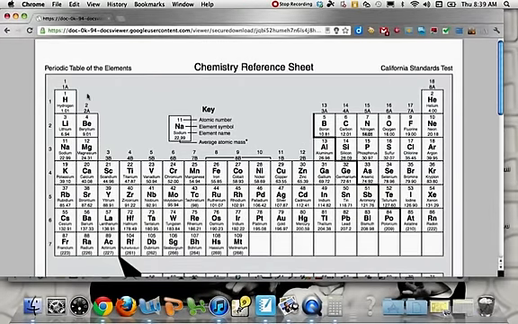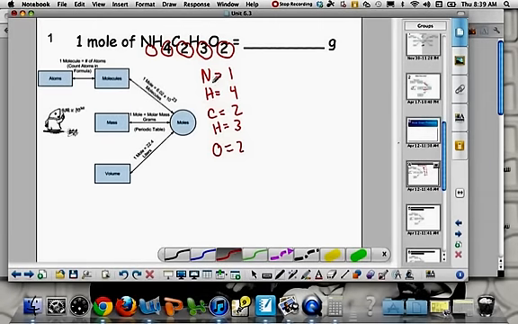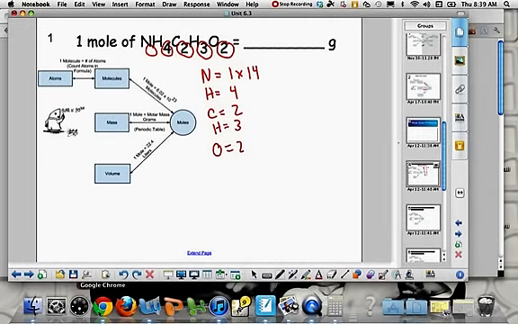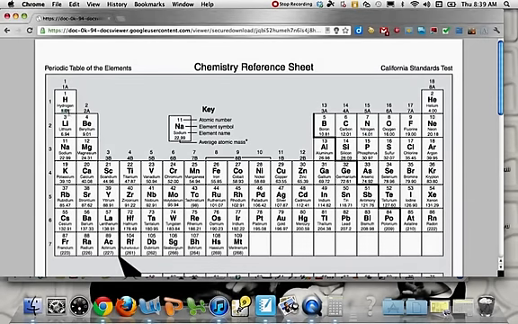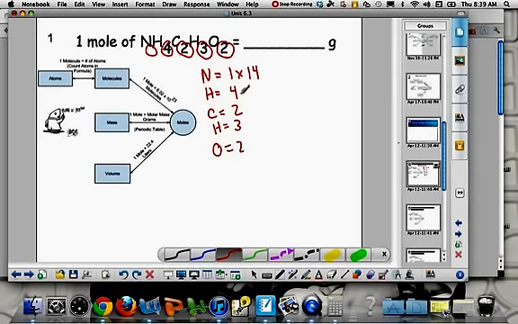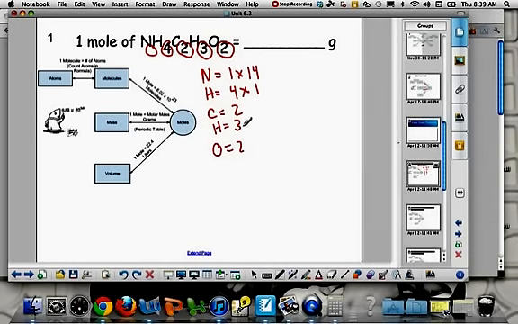Nitrogen has a mass of 14.01, so I'm going to use 14 for my nitrogen. Nitrogen has a mass of 14. We looked up hydrogen earlier, but just to remind you, hydrogen has a mass of 1.01, so we're going to say that hydrogen has a mass of 1, and we can use that for both hydrogens because the mass is not changing. So I'm going to put that in for both spots.